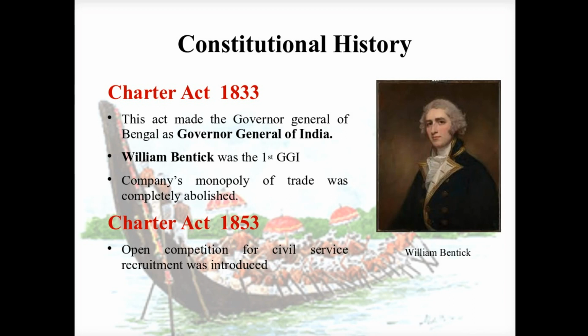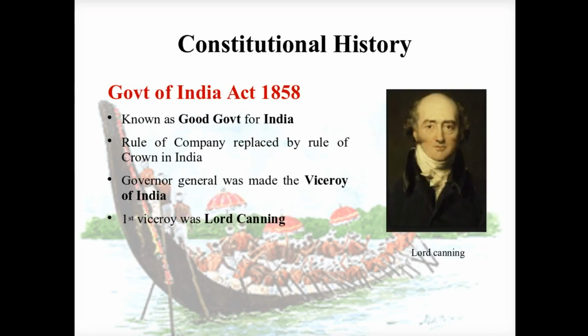Moving forward, the Government of India Act 1858 marked the beginning of a new chapter in the constitutional history of India. The Act, also known as the Act for the Good Government of India, provided for the liquidation of the EIC and transferred the power of government, territories and the revenue to the British Crown. The Governor General was made the Viceroy of India. The first Viceroy was Lord Canning.